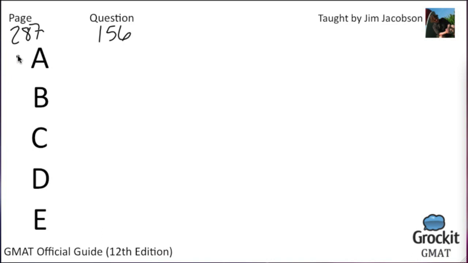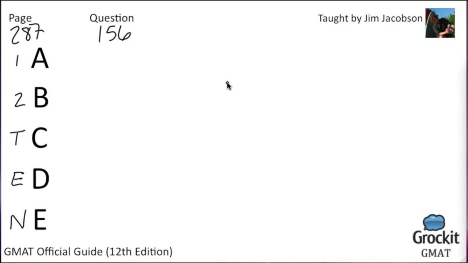And as always, answer choice A is that statement 1 is sufficient. Answer choice B is that statement 2 is sufficient. C is that the two statements together are sufficient, even though individually they are not sufficient. Answer choice D is that either one is sufficient. And answer choice E is that neither one is sufficient, even in conjunction. They are insufficient in every way possible. All right, let's get going.